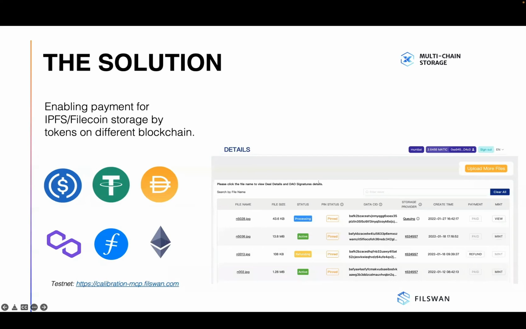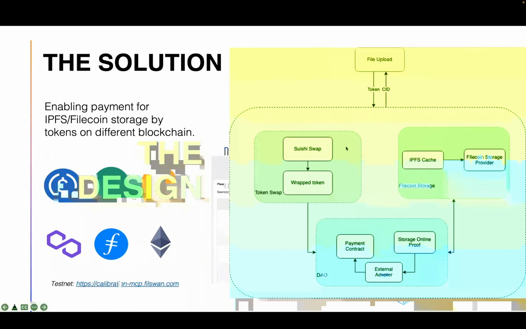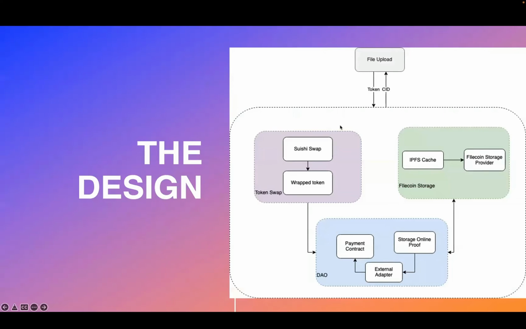So this is how the UI looks. You can click and upload the files and use all the features. This is the design. The user uploads a file, and we do a token swap with the price on SushiSwap. Then we initiate a contract. The user's fund is deposited in the payment contract with the external adapter. We will provide the proof on chain after the Filecoin node has backed up the storage and the sector is active.